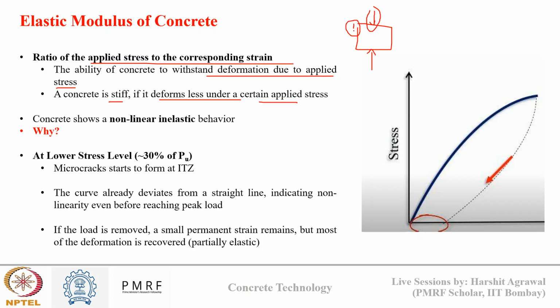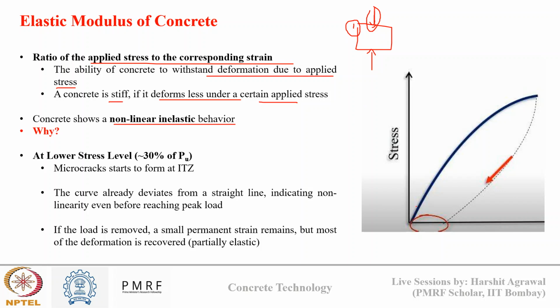Now, when we apply such compressive load on concrete and measure both axial stress and axial strain, it is observed that concrete shows a non-linear inelastic behavior. So why is that so? For that, first of all, let us see what this non-linear inelastic behavior means. Non-linear behavior means that strain is not linearly increasing with stress.